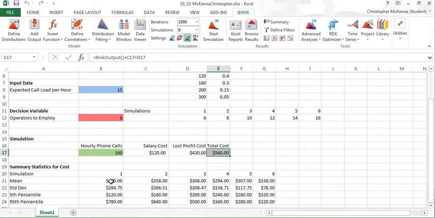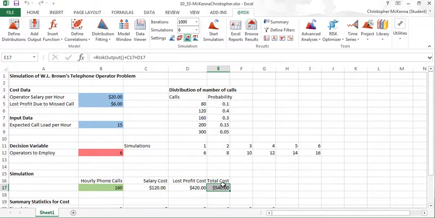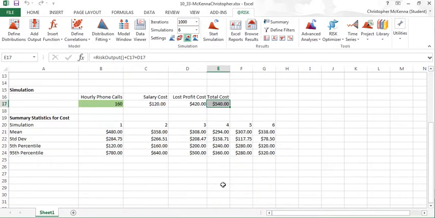And we can see here that our highest cost is in simulation 1 with 6 operators, and it continues to decrease until we get to simulation 4 where we hire 12 operators. That's where we have our lowest mean cost, and this would be our recommendation for W.L. Brown. We would recommend that 12 operators be hired in order to decrease total cost.